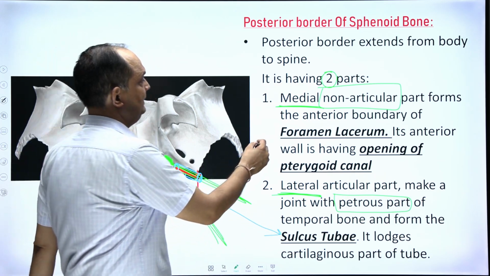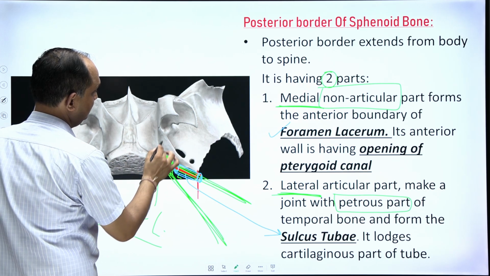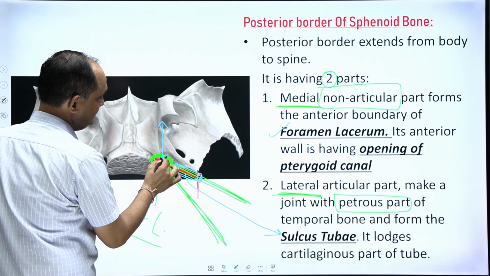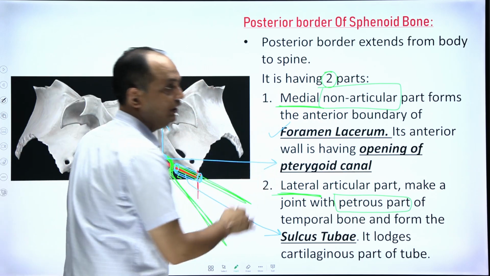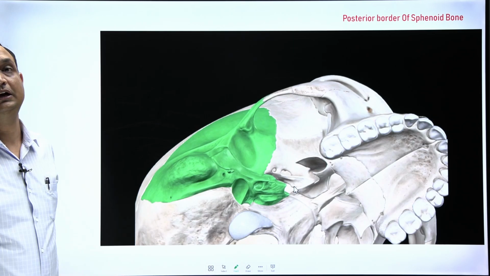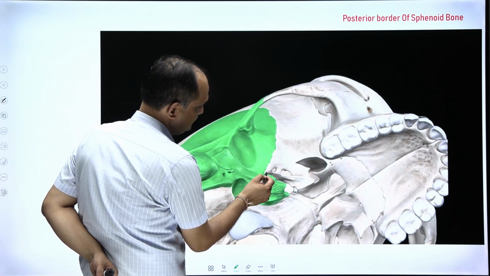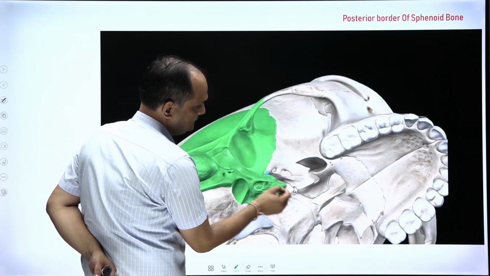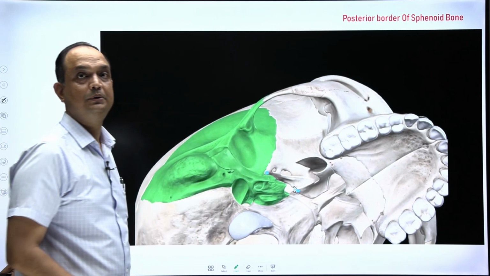Now, in this foramen lacerum, there is a horizontal canal, and this canal has an opening here which is known as the pterygoid canal. What is that? Pterygoid canal. So, let us see all these features in this video clip. First you have to identify that this is the spine, this is your body. This part is known as the posterior border.